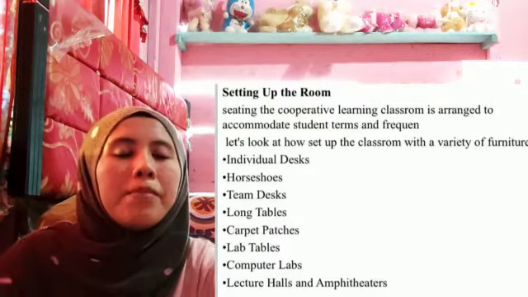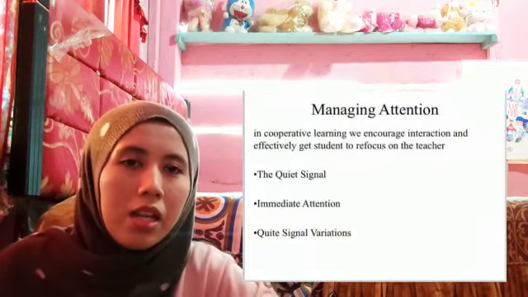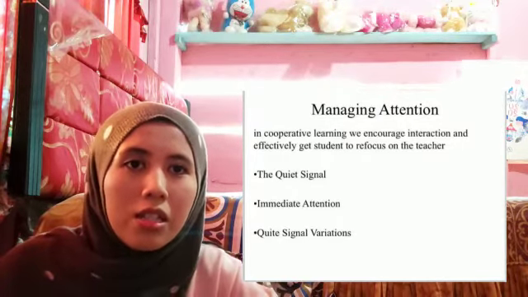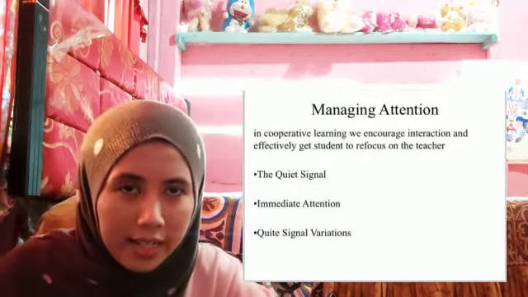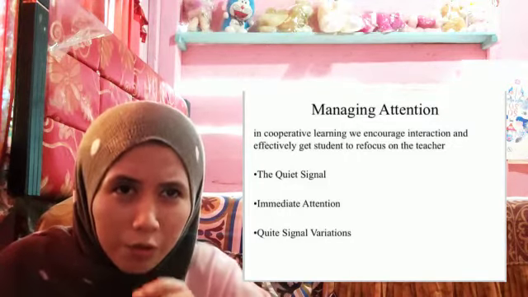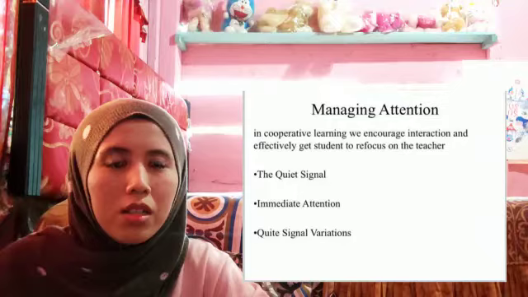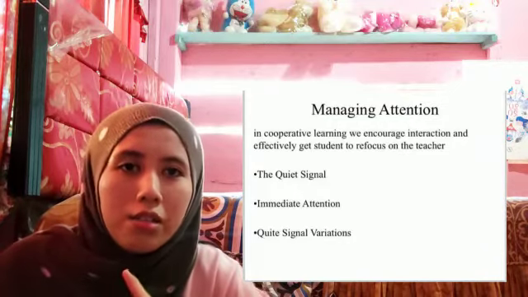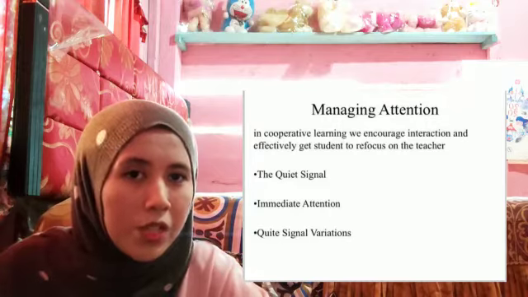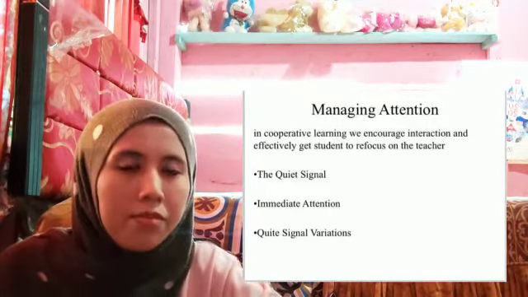Okay. Next, I will explain about managing attention. In cooperative learning, we ignore interruption and effectively get students to focus on the teacher. They are the quick signal, immediate attention, and quick signal variation.